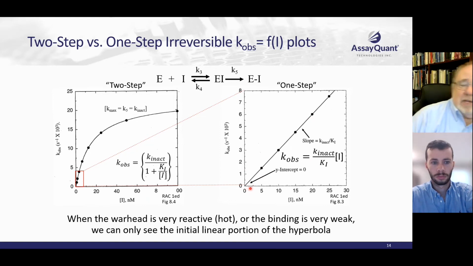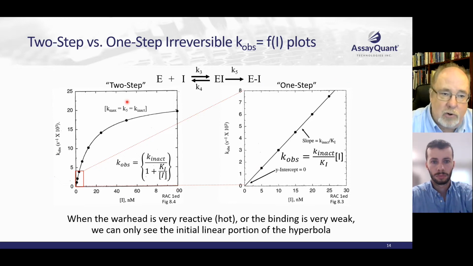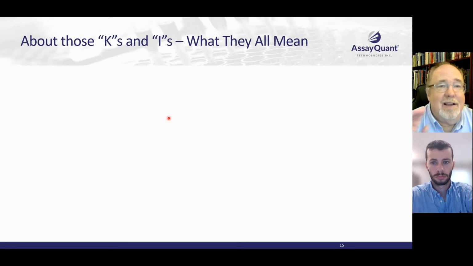That's just fine, because the most important thing that you can get from all of this is the ratio of K inact on Ki, and that's actually the slope of that line right there. So even if you can't extract K inact from Ki, you can usually get a linear relationship between K observed and the inhibitor concentration, and that will give you K inact on Ki.